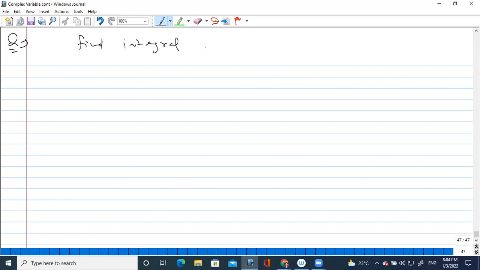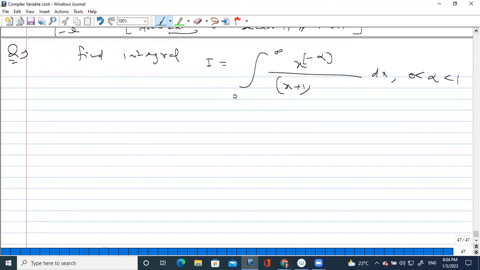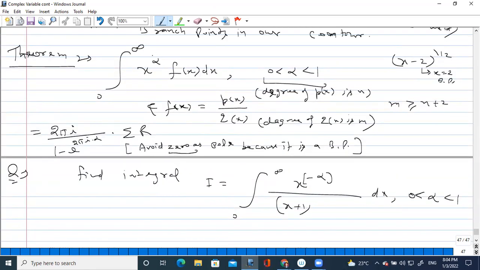Find the integral, where alpha is between 0 and 1. Okay, see, alpha is between 0 and 1. Now, this is x to the power minus alpha. In our formula, what I told you, whatever the power of x is, that should be between 0 and 1. So this question creates confusion. It is x to the power minus alpha, and alpha is between 0 and 1, so minus alpha will be less than 0.